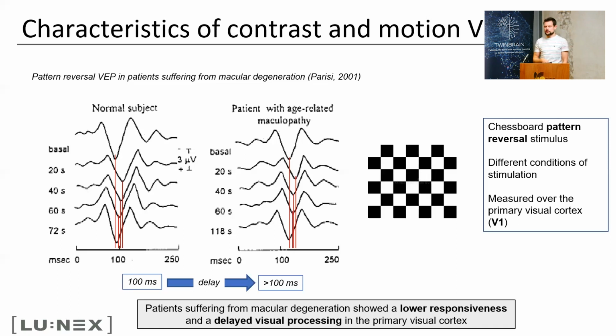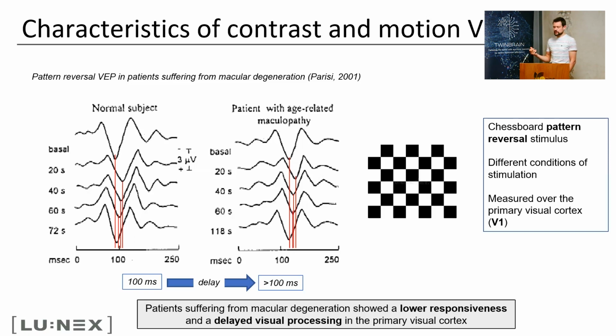Okay, so in that case, these were patients with macular degeneration, so degeneration of the central parts of the retina, where we have the P cells, and the P cells are responsible for receiving and processing this type of stimulus. And as we can see, we have a rightward shift of the latency, indicating that the visual system activity for these patients is delayed.